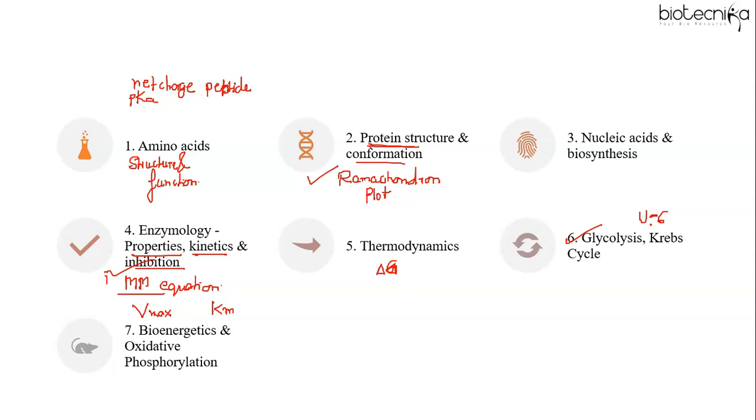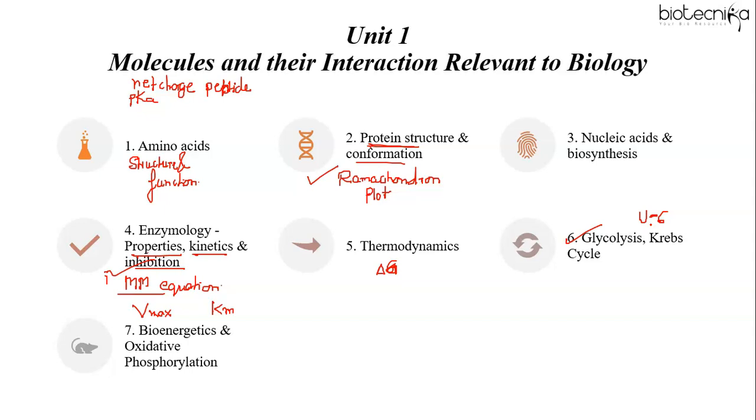So all these topics are covered in unit 1 of the CSIR NET Life Science exam, which is molecules and their interaction relevant to biology. This particular unit is all about biochemistry. So here you study the basics. Start your preparation with the basics and then move over to the topics of other units given in the syllabus.